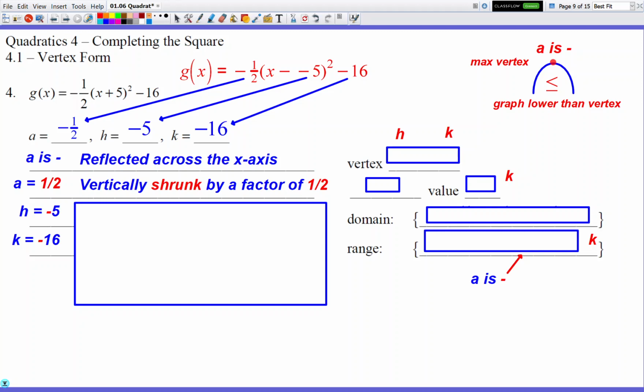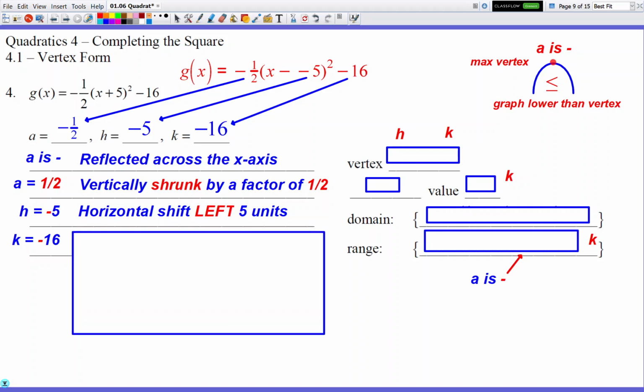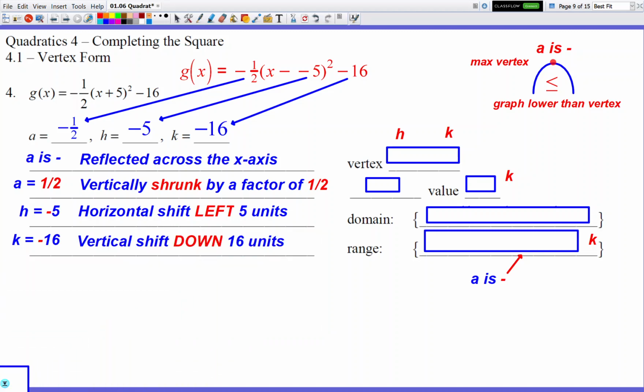All right? So third line, horizontal shift left 5 units, horizontal shift right 5 units. So this negative sign is going to pick left or right. So I hope you say left. Okay. Vertical shift up 16 units, vertical shift down 16 units. So this negative sign, hopefully you pick down. Okay. So vertex, that's your H and K, right?